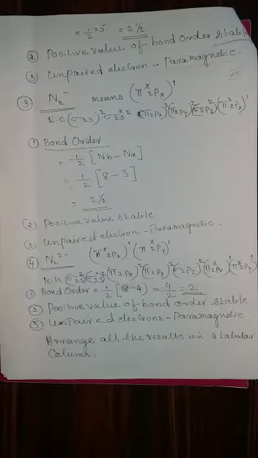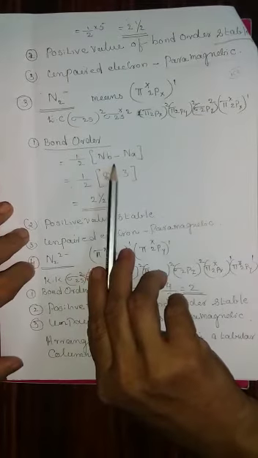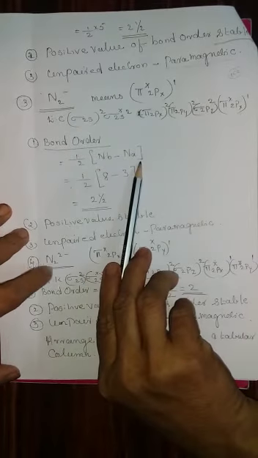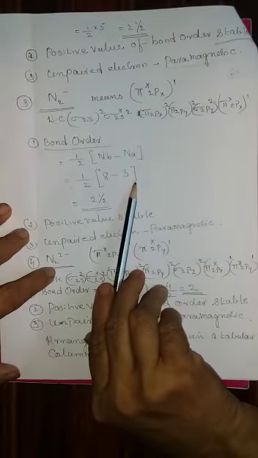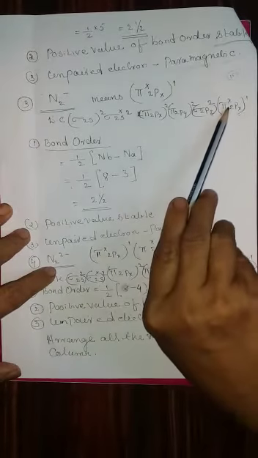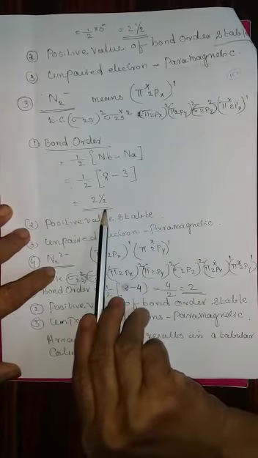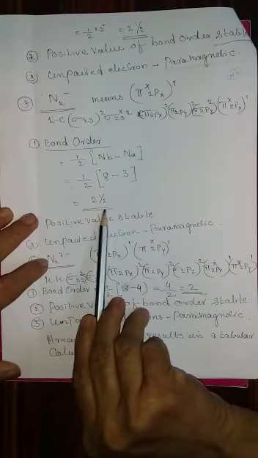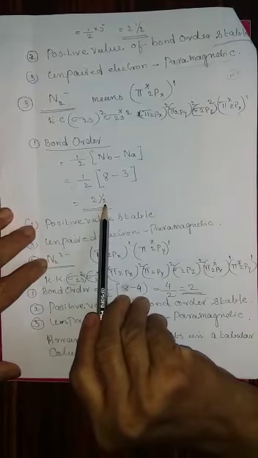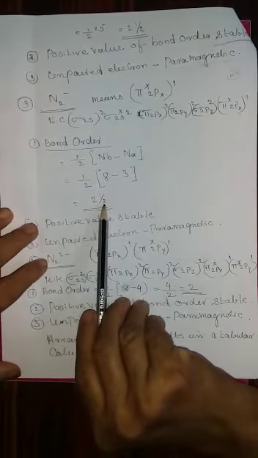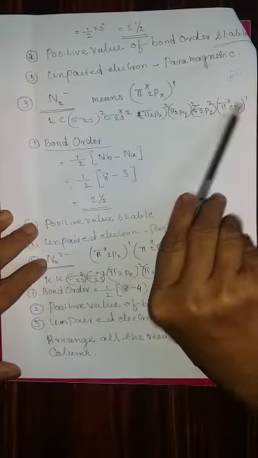Now bond order. Bond order is half into the number of bonding electrons minus the number of antibonding electrons, that is 8 minus 3. In the antibonding, 1 is added, that is pi star. That is why it becomes 3. Therefore, the bond order is 2.5. From the fraction itself, it clearly shows that it is paramagnetic. Otherwise also, the electronic configuration, this unpaired electron shows that it is paramagnetic.